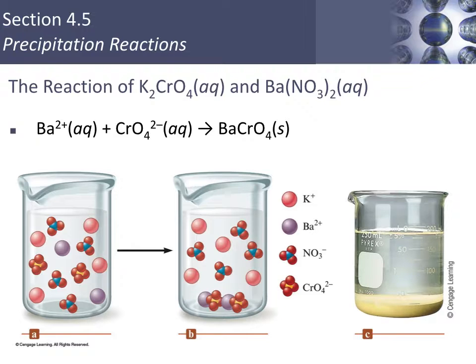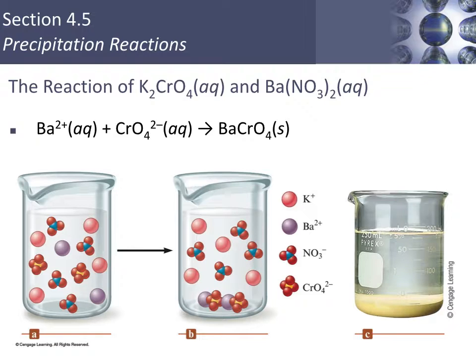If we were to put potassium chromate and barium nitrate together in water, they would ionize. So the barium ions would separate and the chromate ions would separate, and they would join together to produce barium chromate. Now there are some other ions that are around, and that is the potassium ion and the nitrate ion. The potassium and nitrate ions are called spectator ions because they remain unchanged in the solution.